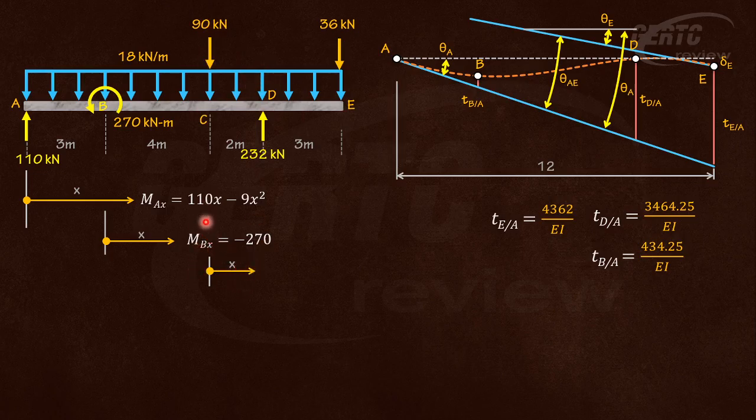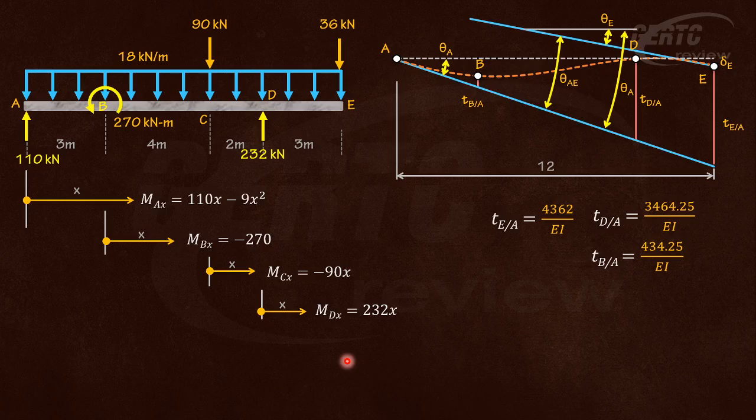So at any point from C, that will be negative 90 times X, the moment arm. Imagine this is the 90 here, going in this direction: negative 90 times X. And your 232 will only be seen from D to E. So if this is the X, at any point X from D, that will be positive 232 times X. I hope that's very easy. I'm sure you can understand this one.